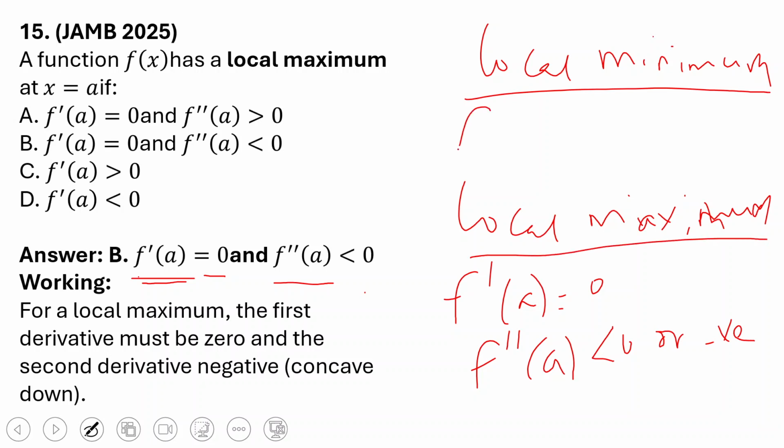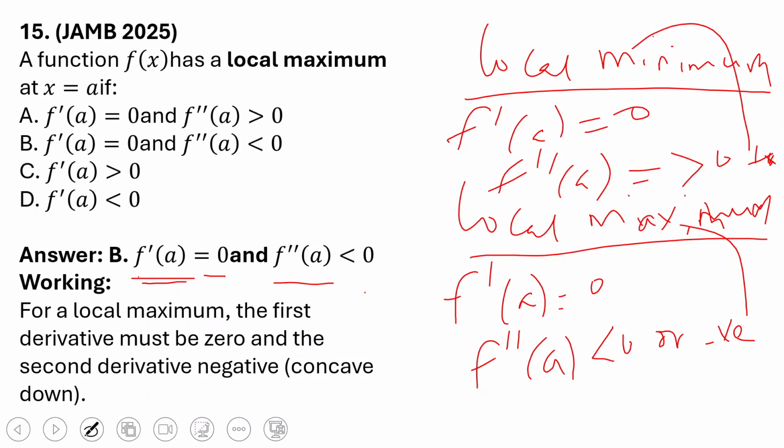For a local minimum, the first differential will always give you 0, but the second differential will be greater than 0, or positive. So minimum is positive, maximum is negative. That's just the difference between the two of them.